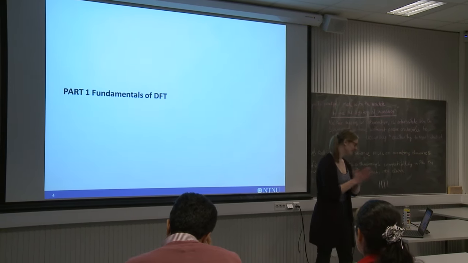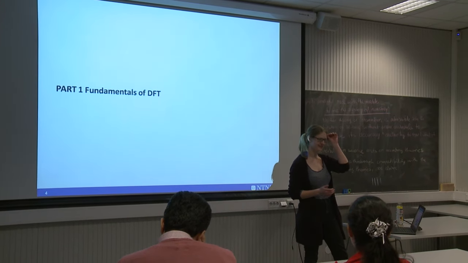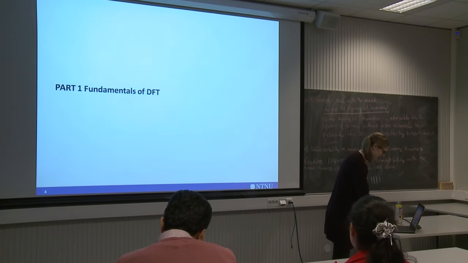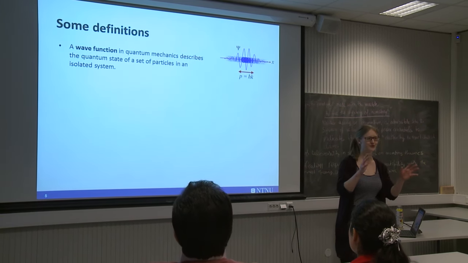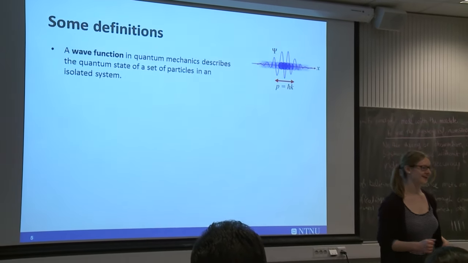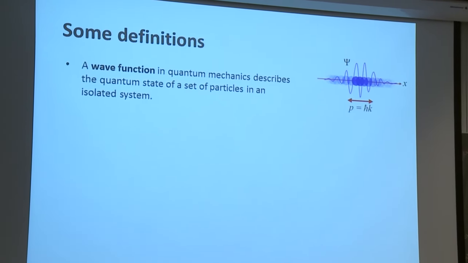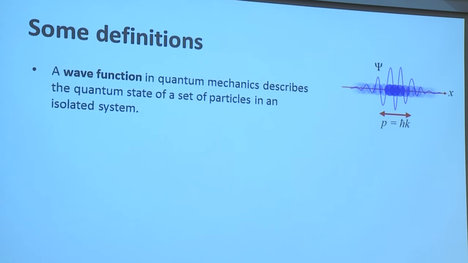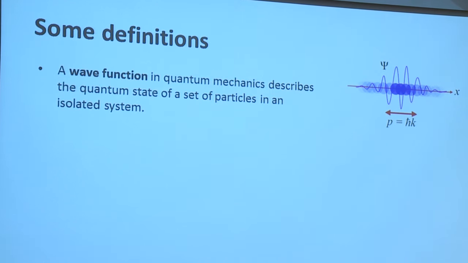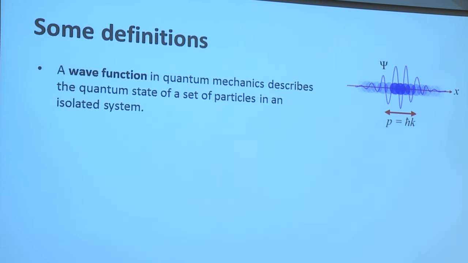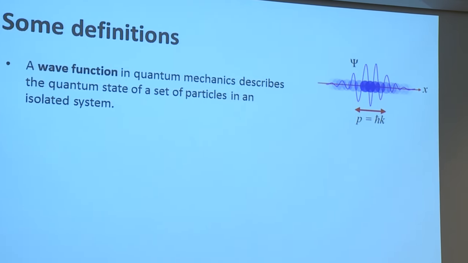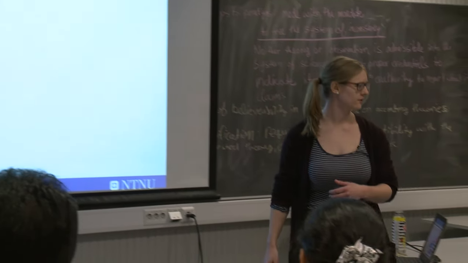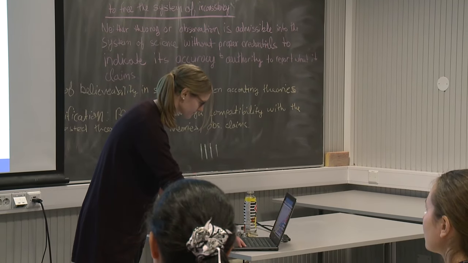Okay, so part one, the fundamentals of DFT. I'll just start with a slide of some definitions, so I don't lose you when I get into the fundamental theory, so we're all on the same page. First, a wave function in quantum mechanics describes the quantum state of a set of particles in an isolated system. That's nicely illustrated here. You have a particle, and in quantum mechanics, you can make it into a wave, right?